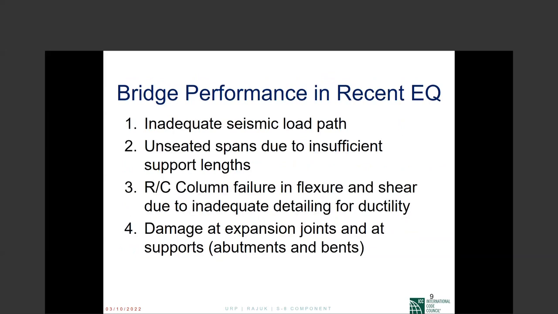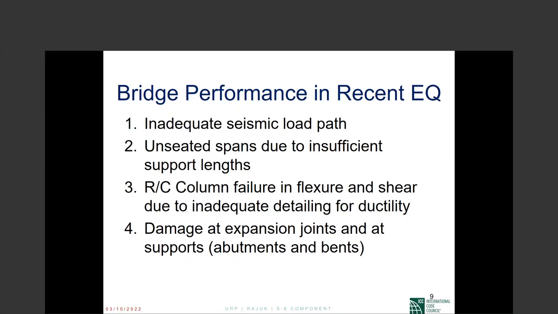The first one is the inadequate seismic load path. If you don't have a clear load path and also fully designed the components for the seismic load path, you're going to have a failure of the components, and you might have a collapse of the bridge. The second is the unseating of the span due to insufficient support length. The third one is that, as I told you before, the mass is in the superstructure. It needs to go down to the column.